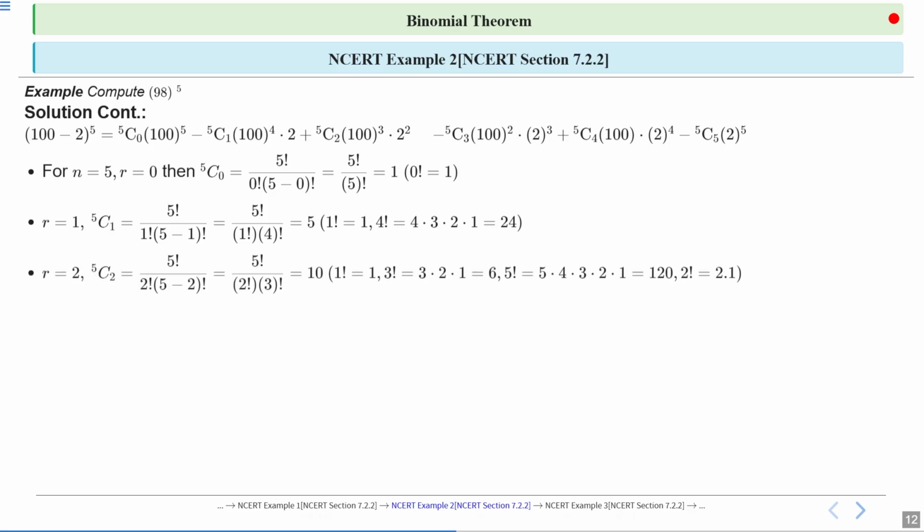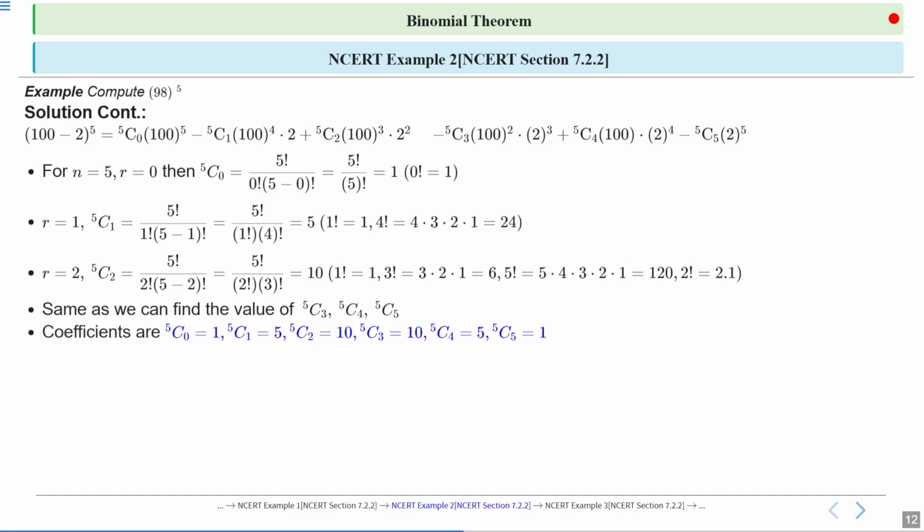And for r equal to 2, 5C2 is 5 factorial upon 2 factorial into 3 factorial. This is equal to 10. And in the same way we can find the values of 5C3, 5C4 and 5C5. So try to find these values. Now see here, the binomial coefficients for our expansion are 5C0 is 1, 5C1 is 5, 5C2 is 10, 5C3 is 10, 5C4 is 5 and 5C5 is 1.